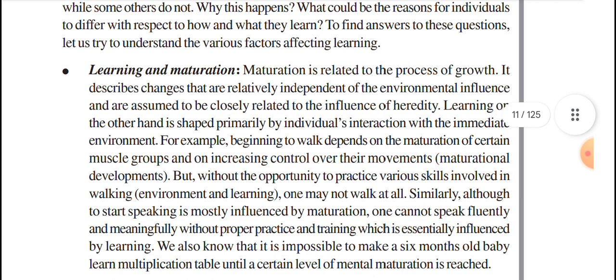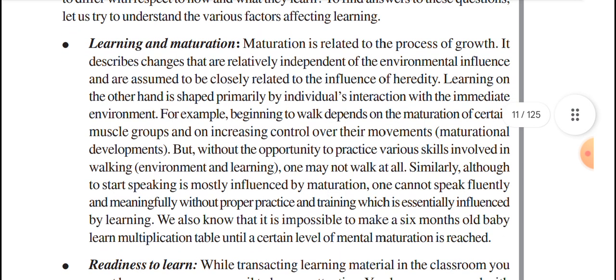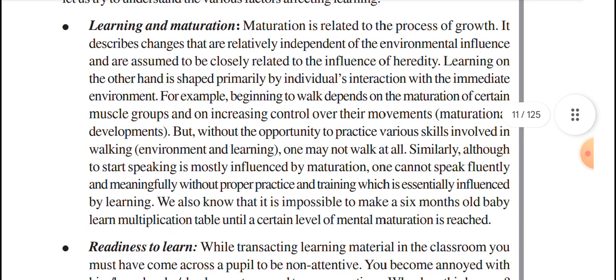Learning and maturation. Maturation is related to the process of growth. It describes changes that are relatively independent of the environmental influence and are assumed to be closely related to the influence of heredity. Learning, on the other hand, is shaped primarily by individuals' interaction with the immediate environment.